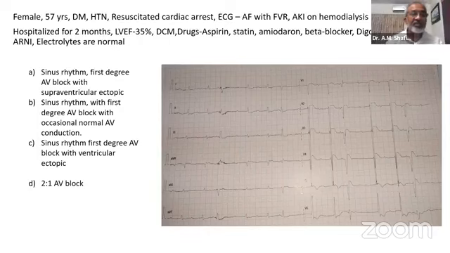Female patient, 57 years, diabetes, hypertension, presented with cardiac arrest. ECG initially showed atrial fibrillation with a fast ventricular rate. Patient's kidneys have totally shut down, no urine output. Patient is on hemodialysis and has been hospitalized for the last 2 months. Ejection fraction was 35%, recently diagnosed as dilated cardiomyopathy. Patient is on aspirin, statin, amiodarone, beta blocker, digoxin, ARNI; electrolytes are normal. So this is the ECG.